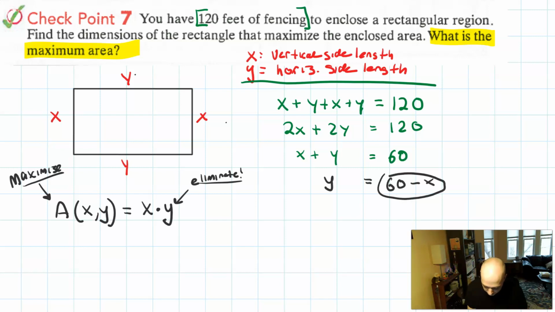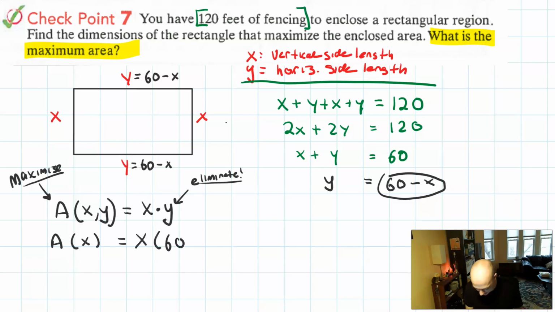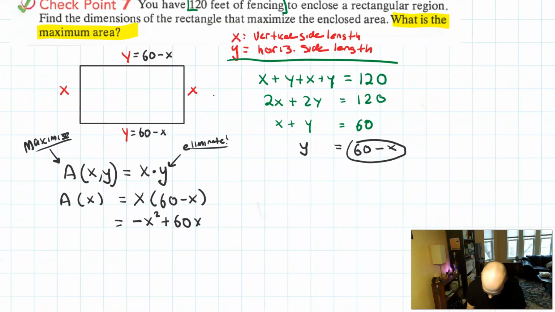By the way, you can also go right back into the diagram and mark that in. I really like to do that because it helps me visualize the situation. Say, okay, I have x, and then the other side is related to x as well. So then the area now, in terms of just x, would be x times 60 minus x, which I could simplify to negative x squared plus 60x. I'm both distributing and reordering to make it make a little more sense.